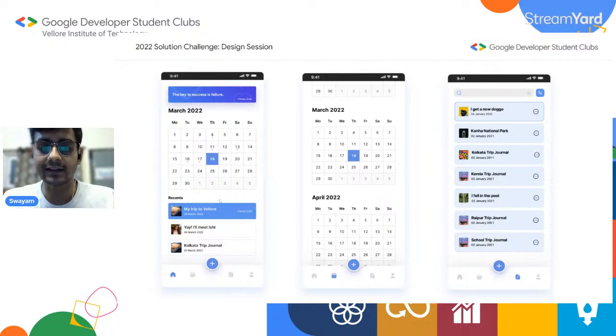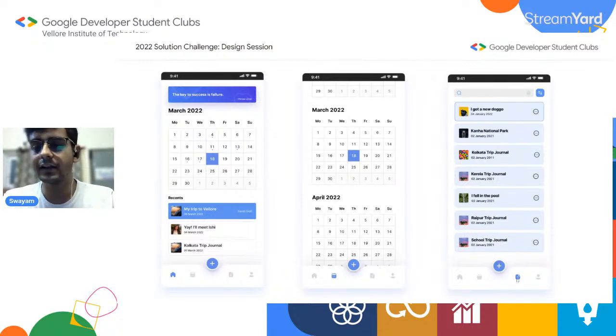And then we have recents, which shows the recent journals that I created. And then I have the calendar part where I can go to any date and see if there is a journal on that date, or if I want to create a journal for a very past date, I can quickly do that through the calendar page.